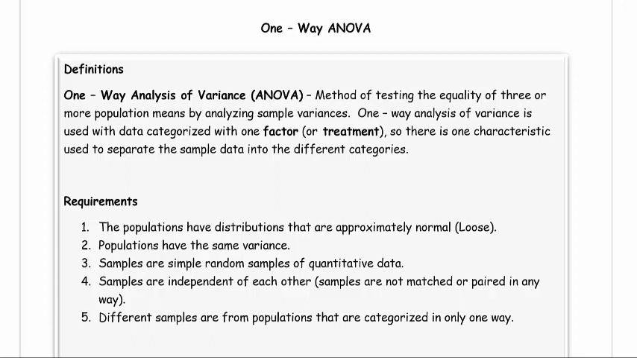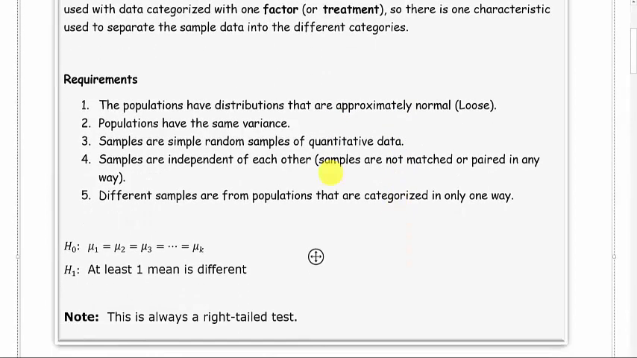One-way analysis of variance is used with data categorized with one factor or treatment. So there is one characteristic used to separate the sample data into the different categories. The requirements, which you don't really need to worry about too much. If I ask you to do analysis of variance or ANOVA on a set of data, then we'll just assume that they meet the requirements.